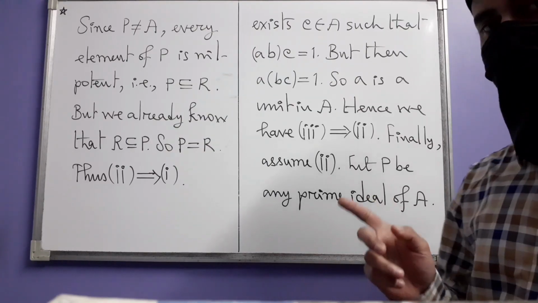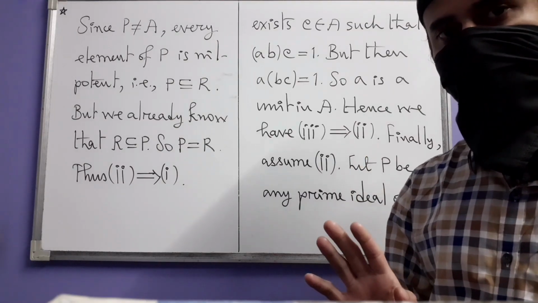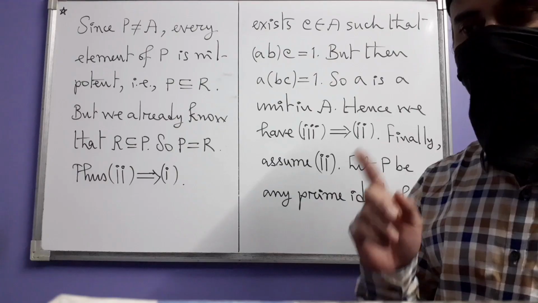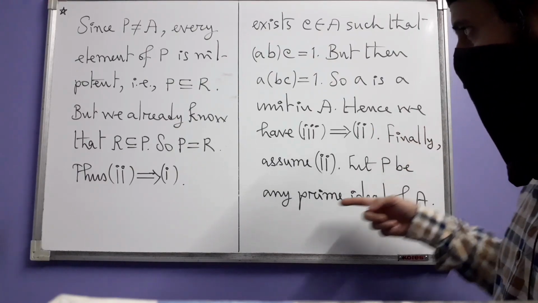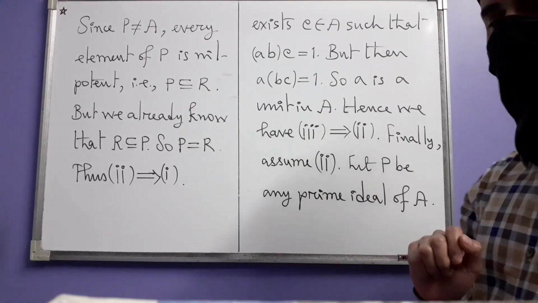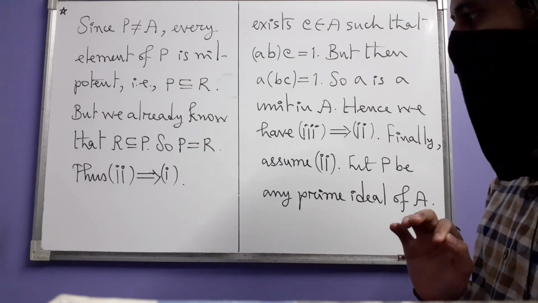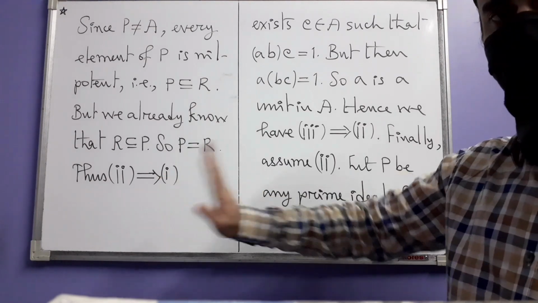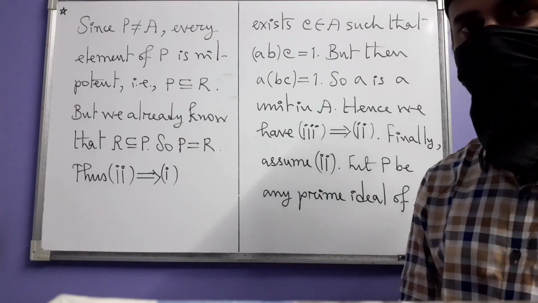Yes, that comes from theorem 1.3, which tells us that there is at least one maximal ideal which is prime. So there is at least one prime ideal. But then using this argument, we see that that has to be equal to R. So R is the unique prime ideal in our ring, which is what statement 1 says. So that's how 2 also implies 1.